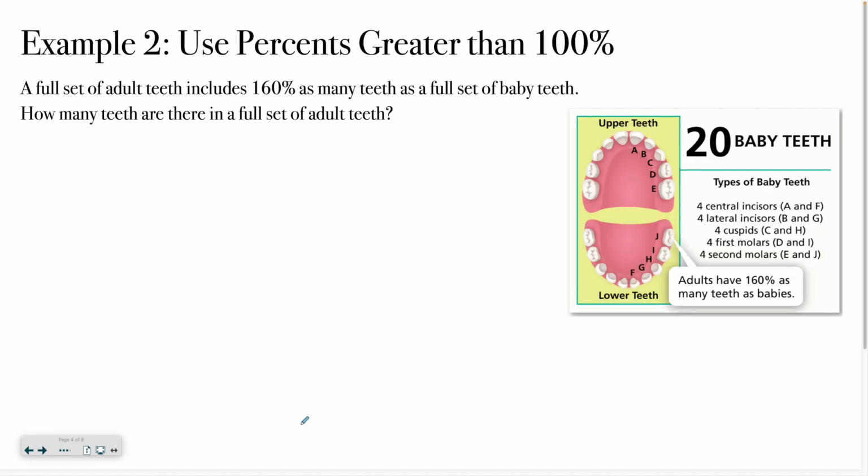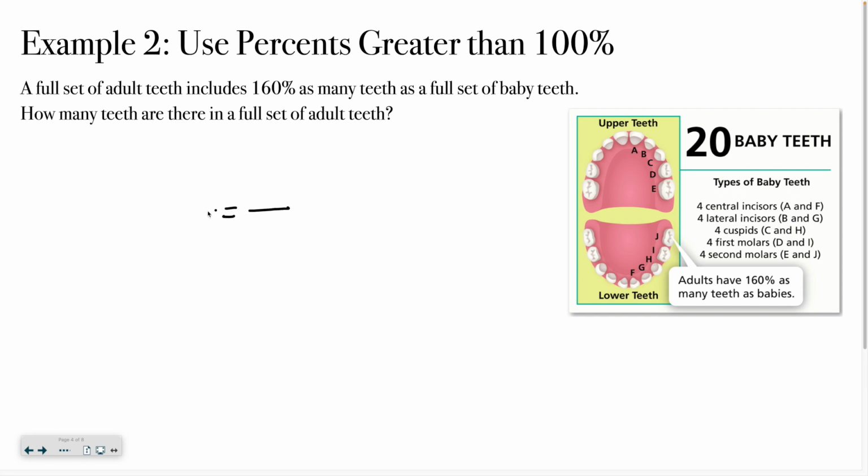Let's look at when percents are greater than 100. Okay, so we have a full set of adult teeth includes 160% as many teeth as a full set of baby teeth. How many teeth are there in a full set of adult teeth? Okay, so you can see in this image here that babies have 20 teeth, and then it lists all of the different types of baby teeth, and then it tells us that adults have 160% as many teeth as babies.